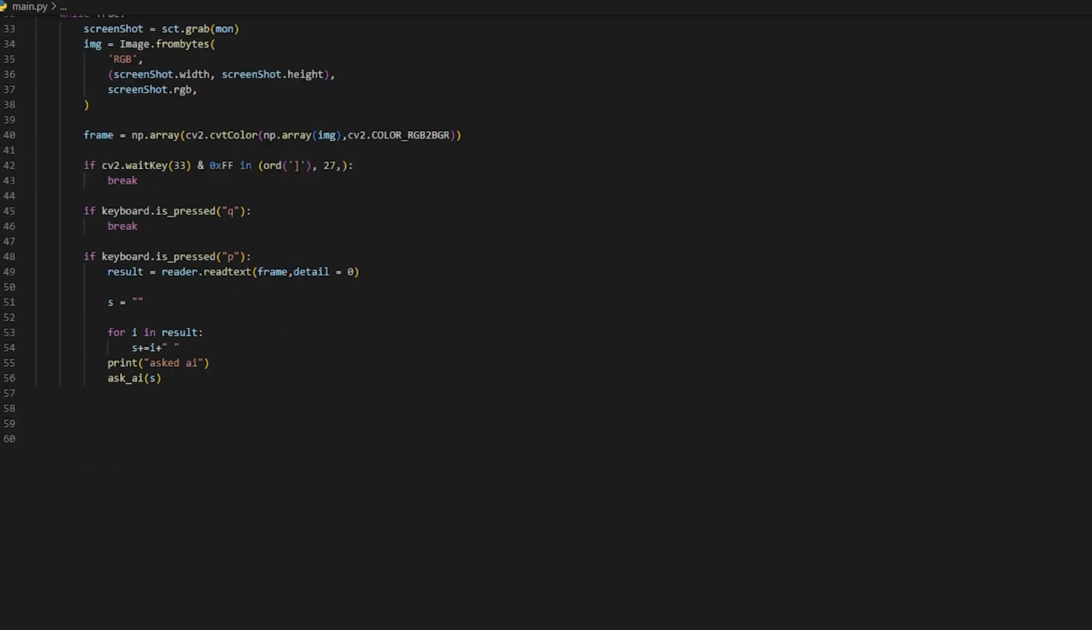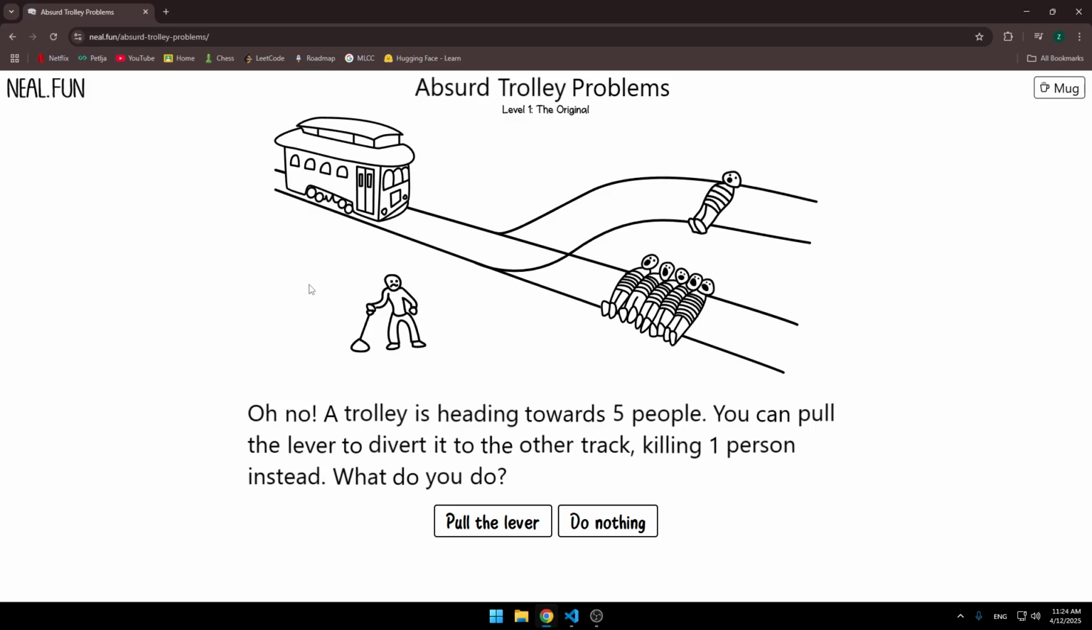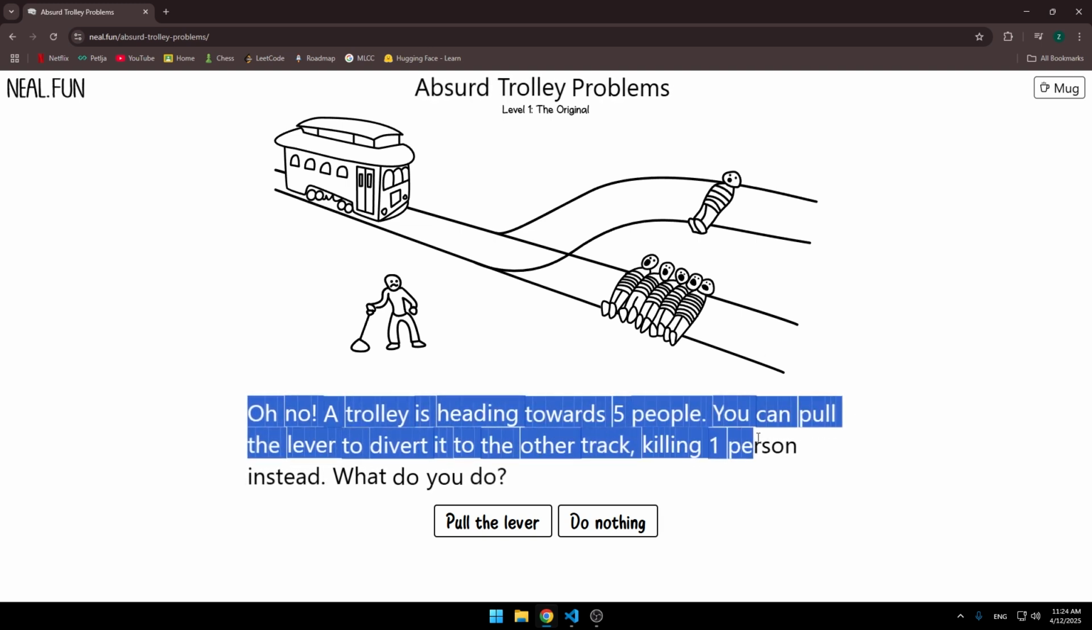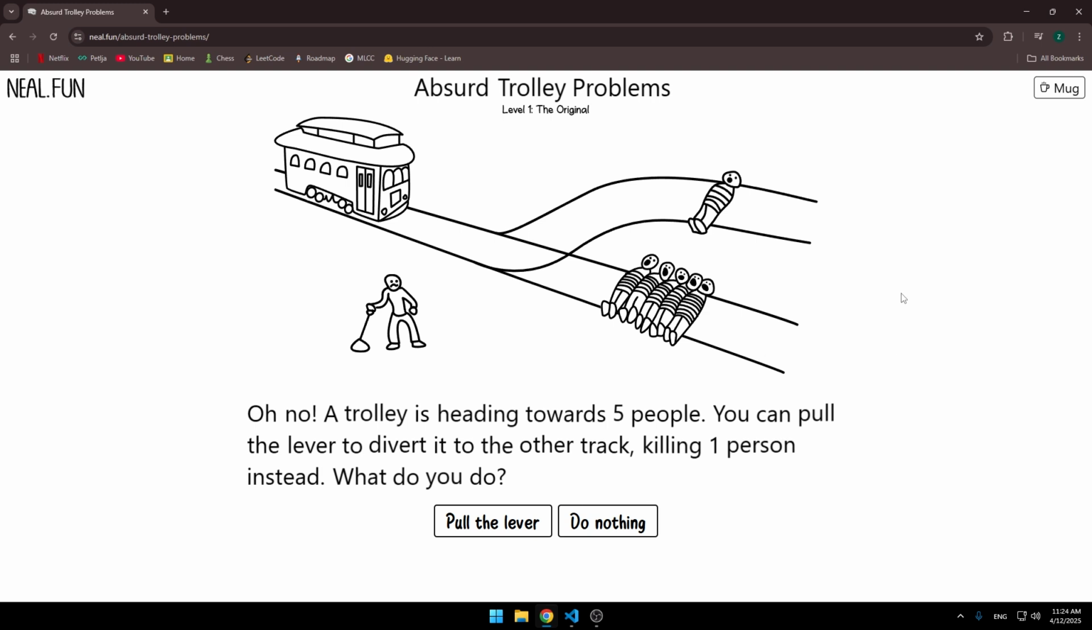Now it's time to watch some AI ethics. Alright, it's the next day and here we are at Absurd Trolley Problems once again. I also changed the font because it turns out that this font is actually better recognizable. Okay, we have the AI here and we have the standard first trolley problem. Oh no, a trolley is heading towards 5 people. You can pull the lever to divert it to the other track, killing 1 person instead. What do you do? Okay, let's see what the AI thinks of this.